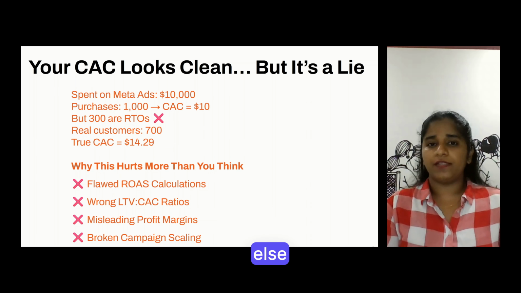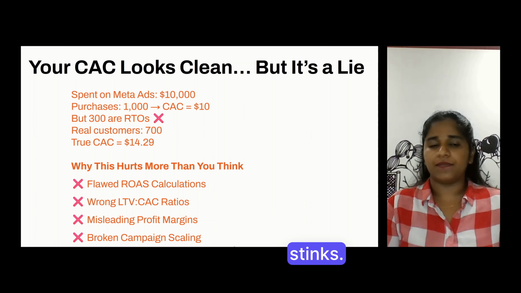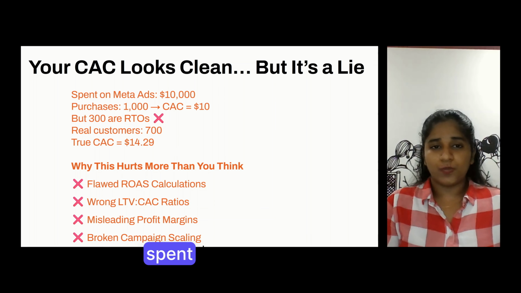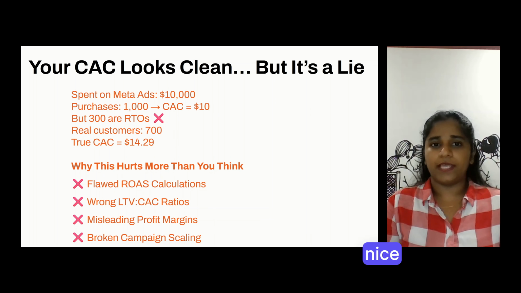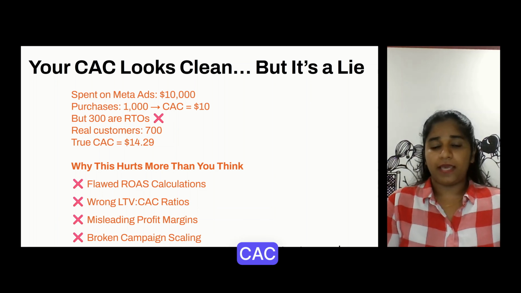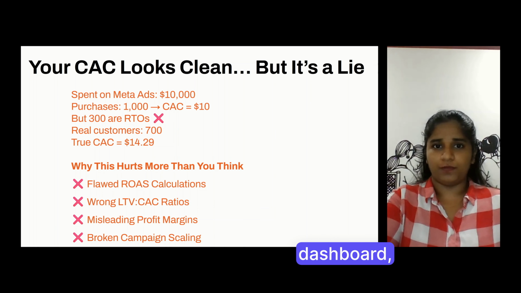But here's what else you're losing, and this part stings. Your CAC, which is customer acquisition cost, just shot up. Let's walk through it. You spent $10,000 on Meta ads that brought you 1,000 purchases. Nice and clean. Your blended CAC is just $10 per customer. Looks great on your dashboard, right?